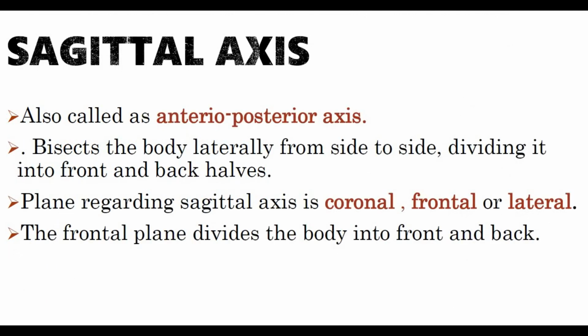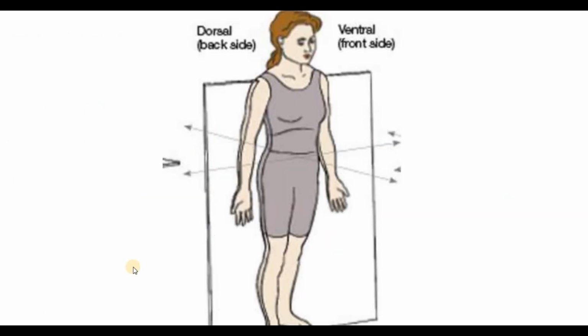So we are moving to the sagittal axis. It is also called as the antero-posterior axis, which bisects the body from front to back. The plane regarding the sagittal axis is the coronal or the frontal or lateral plane, which is normally perpendicular to this axis. The frontal plane divides the body into front and back. So here in this picture, this is the sagittal axis, which is perpendicular to this frontal plane.